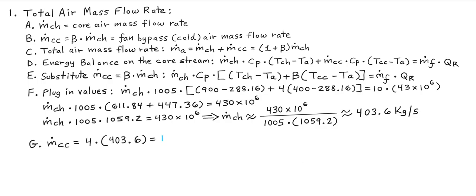So initially the m dot sub ch yields 403.6 kilograms per second. We take that times 4 in the constant, and so we get 1614.4 kilograms per second. So I'm going to clear the solution, and then we can go to inquiry number 2.